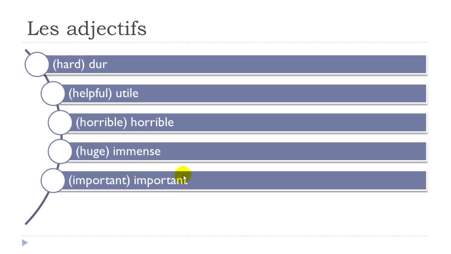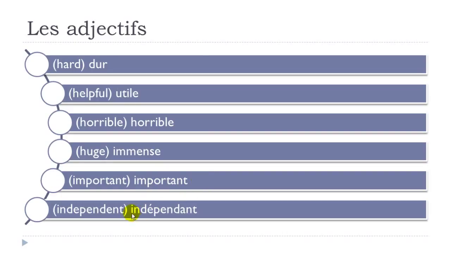Important. So final T not pronounced. And then remember, you've got this EM, and after that it's a consonant, so it is here nasal. Important. Indépendant. Final T not pronounced. Indépendant.